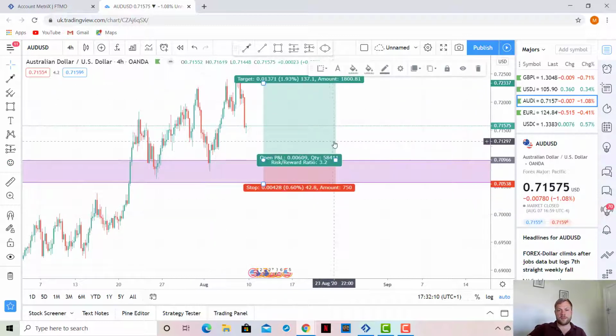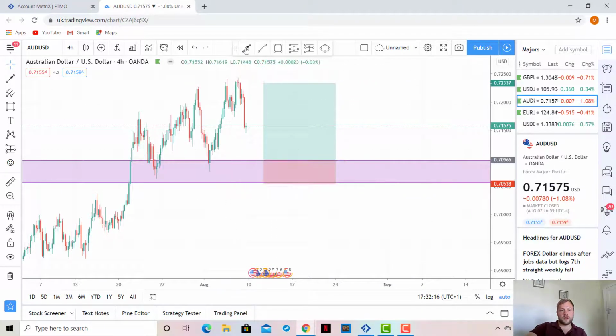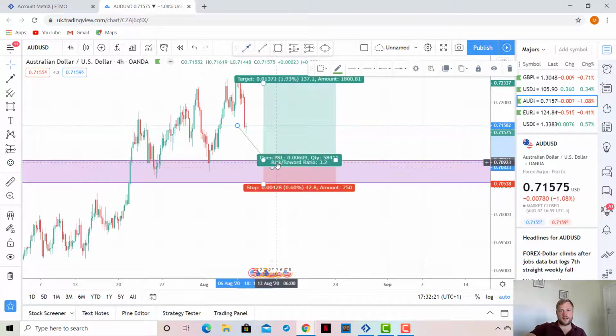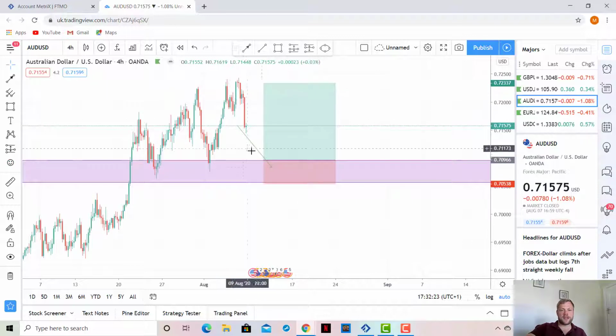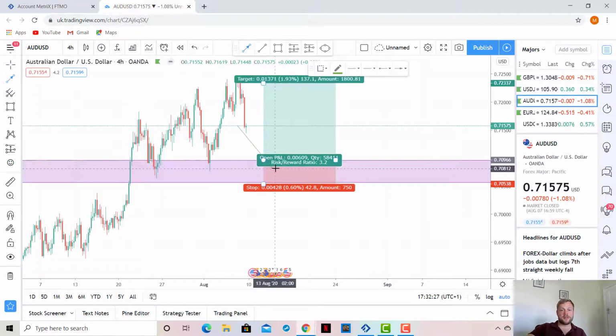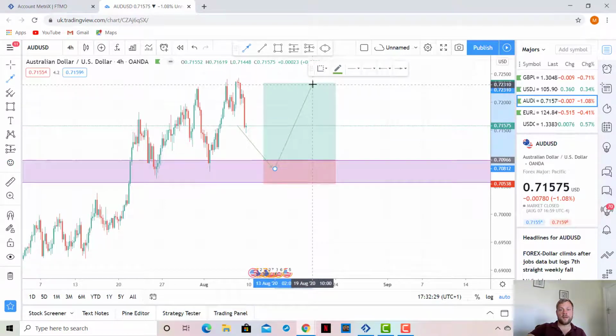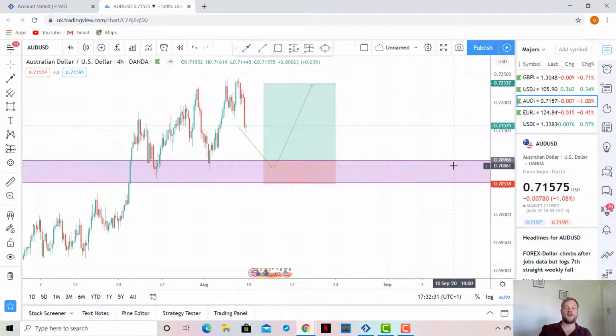So there you have it. You've got a risk to reward of 1 to 3.2. So really nice. And just to illustrate that for those who may not understand it, we're waiting for it to come back into here, show a nice sign of rejection, and then we would expect it to take off up here and continue with this upward trend. So that's what we're looking at on the Aussie dollar versus the US dollar.